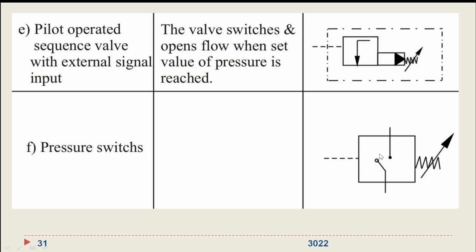Then pressure switches. In standard, you can see in electrical engineering also the symbol for a switch is like this. A line with a hollow circle at the end, and another inclined line with a circle. So when it is closed, that means there will be flow through it. So there is a pressure switch.